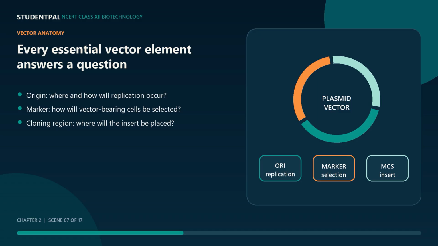An expression vector needs additional signals: a host-compatible promoter, translation initiation information, a transcription terminator, and sometimes regulatory, purification, or secretion elements. Each label must be connected to function. The origin does not select colonies, the marker does not prove insert identity. The promoter does not guarantee a correctly folded protein. In a CBSE diagram, draw a clear circular or linear map, label only relevant elements, and explain beside it how each feature supports replication, selection, cloning, or expression.